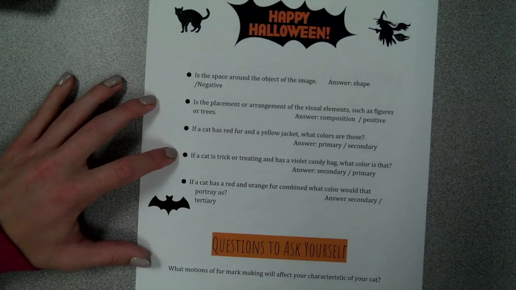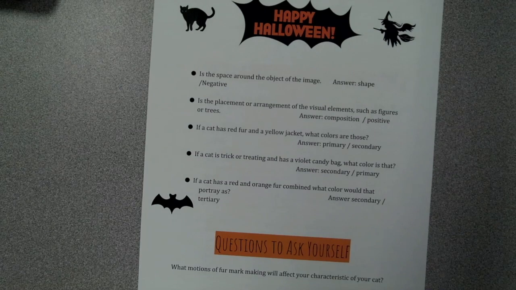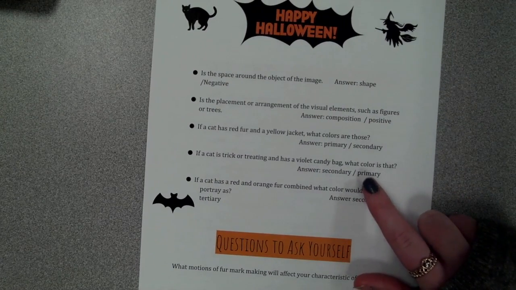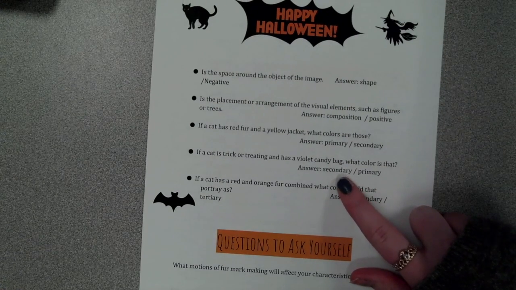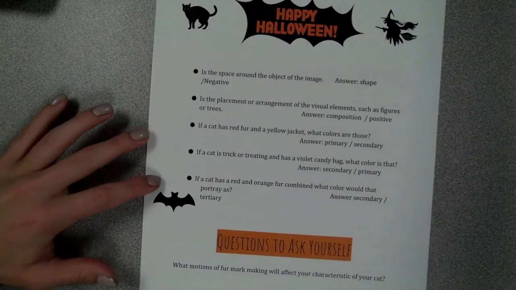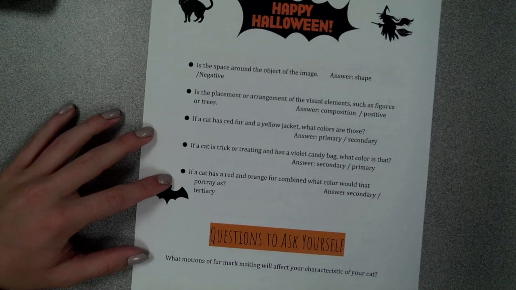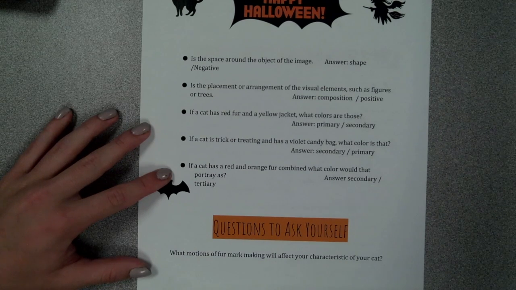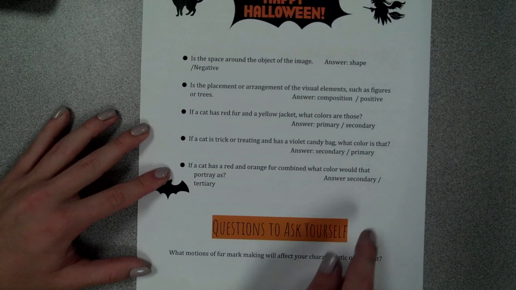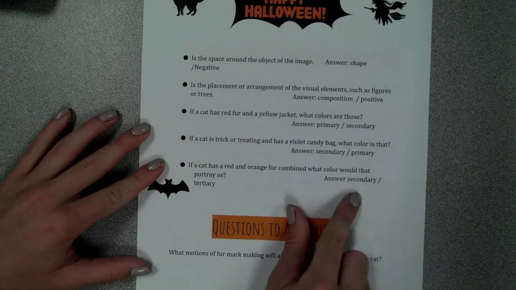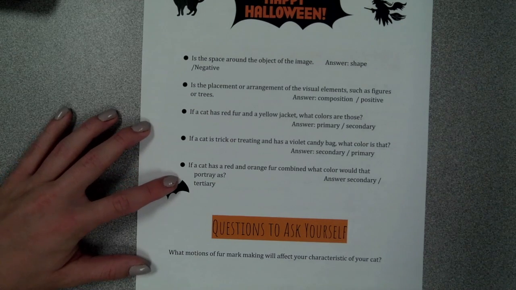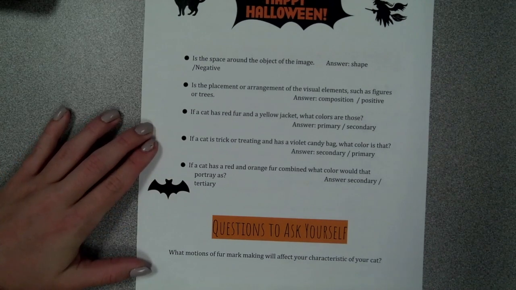If a cat is trick-or-treating and has a violet candy bag, what color is that? And it's secondary or primary as our options. And we've already used primary, so we know that it is secondary. And our last one for vocabulary is if a cat has red and orange fur combined, what colors would that portray as? And our options are secondary and tertiary. And the answer is tertiary.